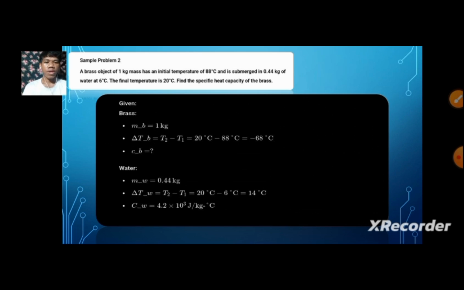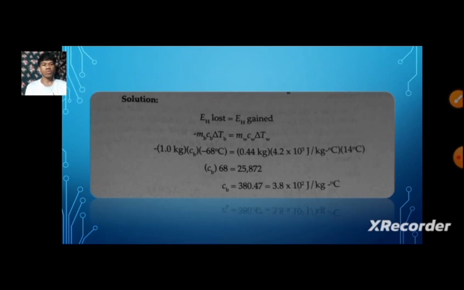For water, we have mass 0.44 kilogram, and for our delta, we have 20 degrees Celsius minus 6 degrees Celsius, which is equal to 14 degrees Celsius. As for the capacity, we have 4.2 times 10 to the power of 3 joule per kg degree Celsius. We have a solution here for sample number 2.